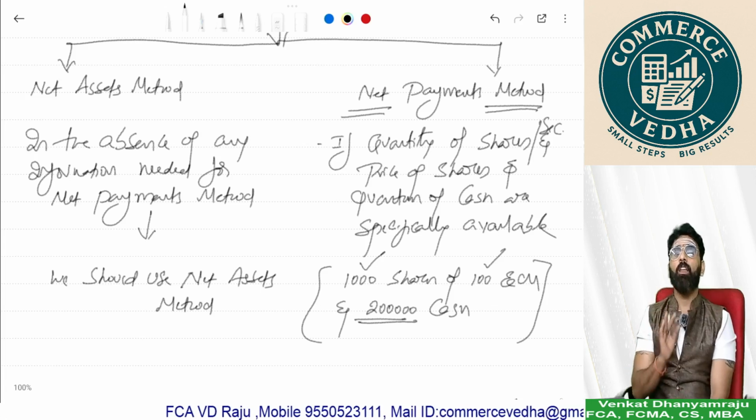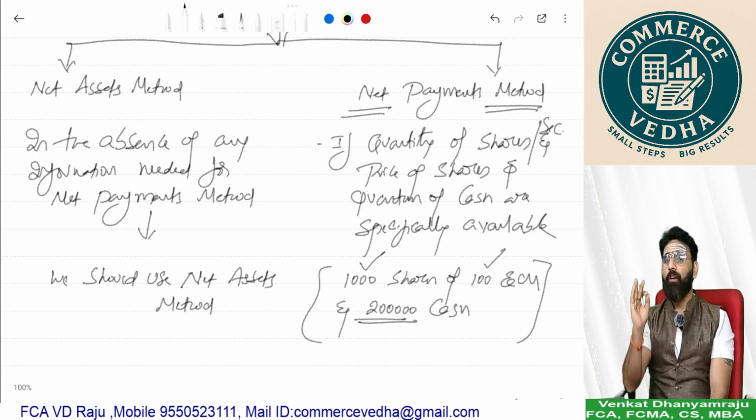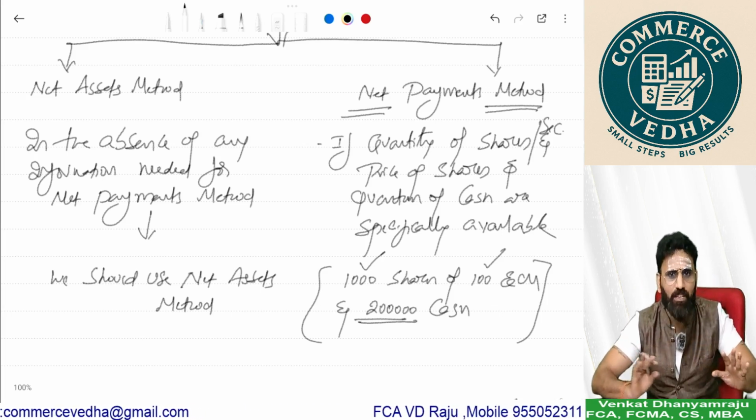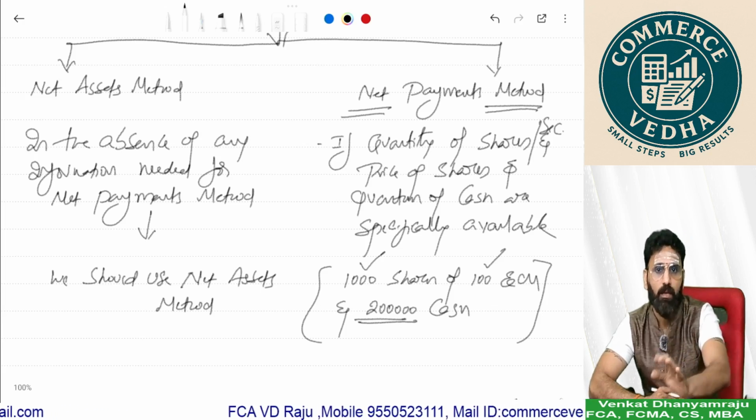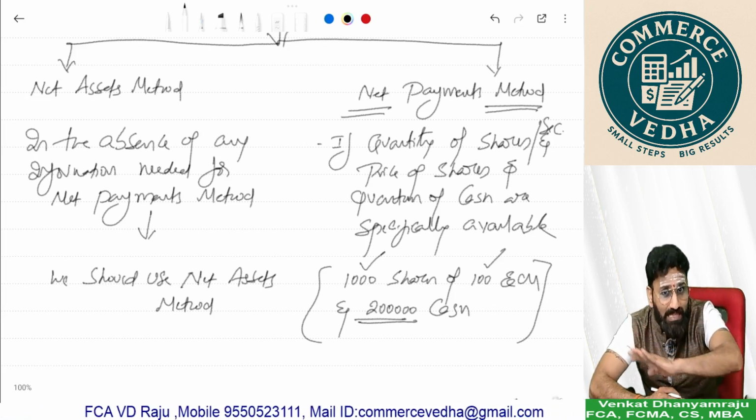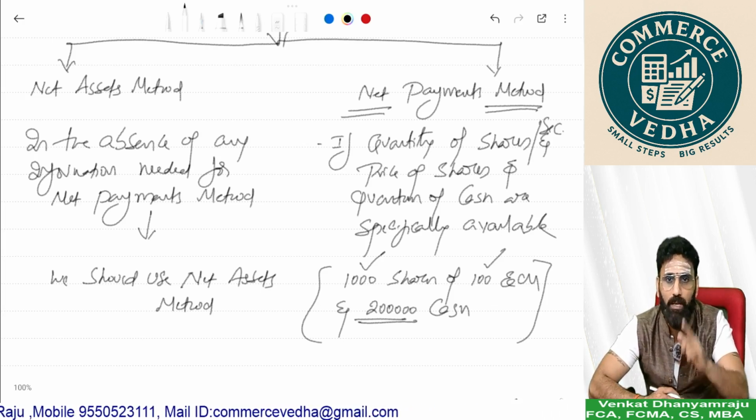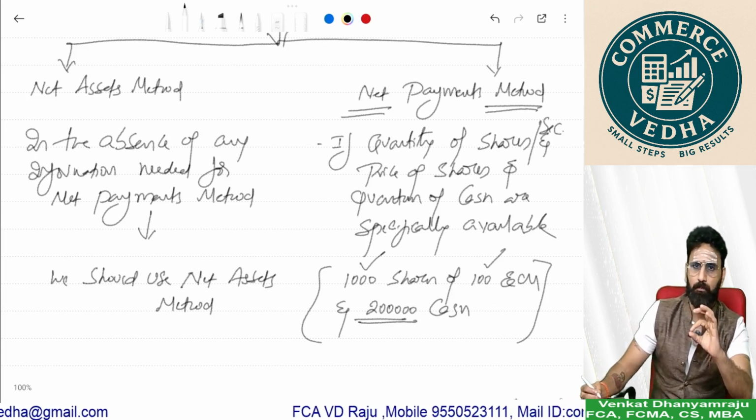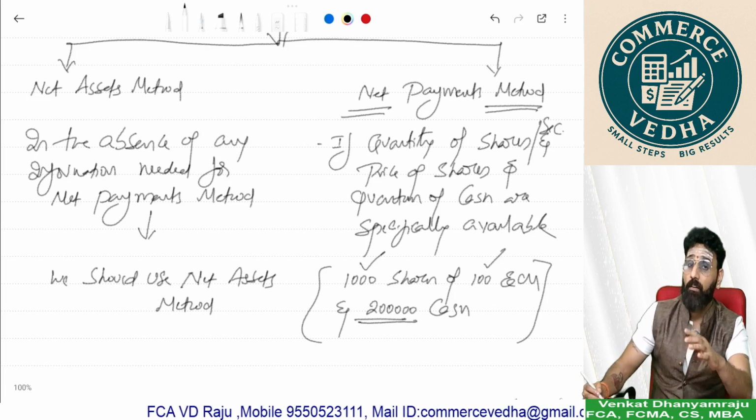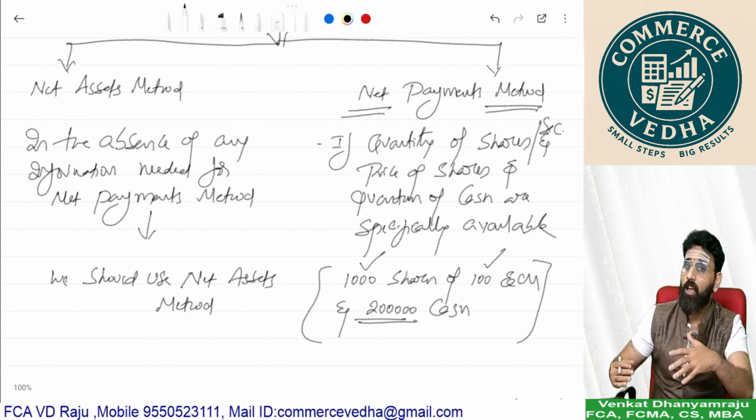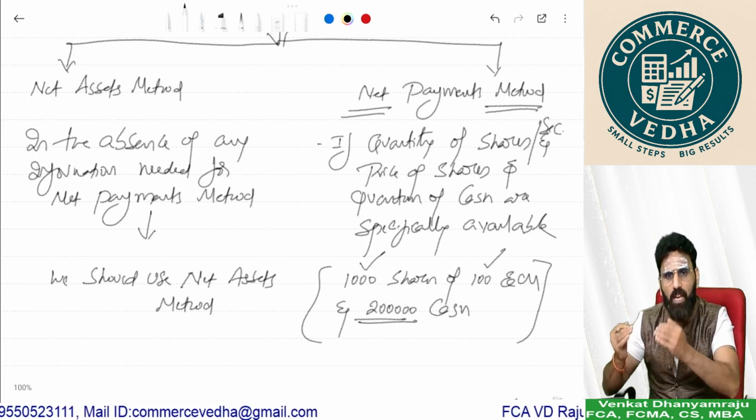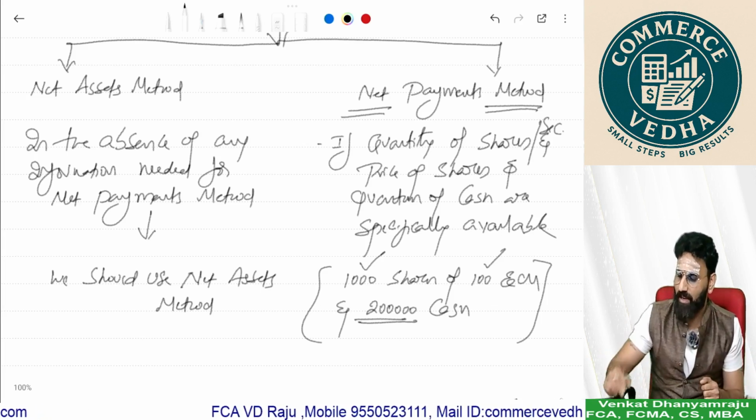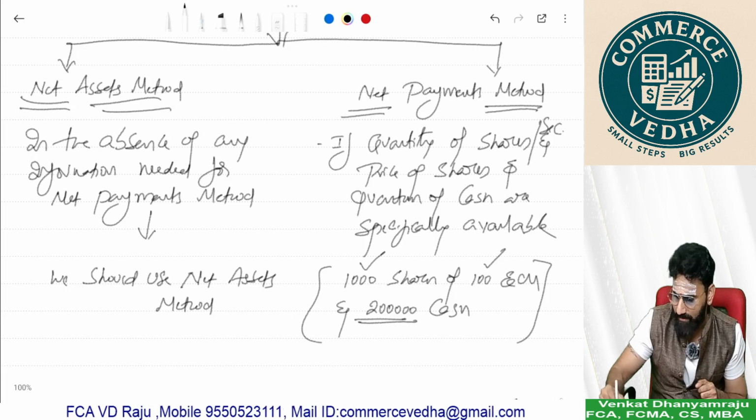So it is all about how we identify which method is to be applied. If everything is clear, the number of shares, the price and the amount of cash are totally available, then the method should be applied as net payments. If any information is absent or not there, then you have to identify the consideration. In that case, you should apply the net assets method.